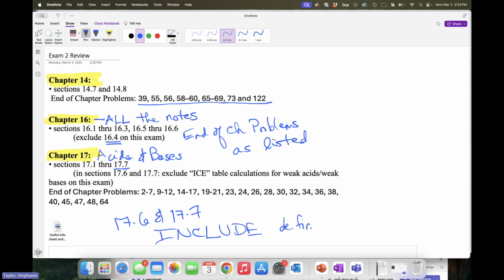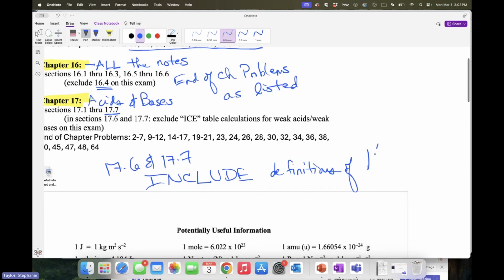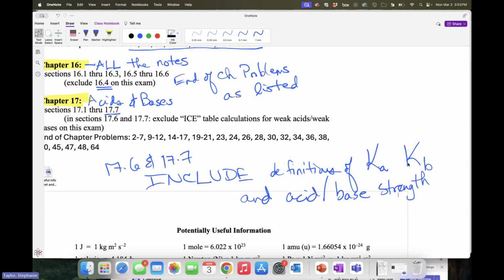What that really means is for 17.6 and 17.7, we want to include definitions of Ka and Kb. So that's going to be equilibrium constants as applied to acids, equilibrium constants applied to weak bases. And I'm going to put acid base strength. And we can certainly talk about what that means. That is basically the very tail end of what we're going to cover before the exam.